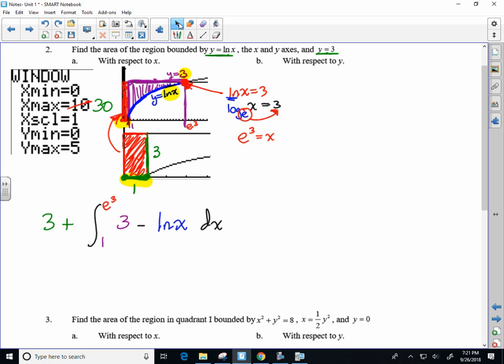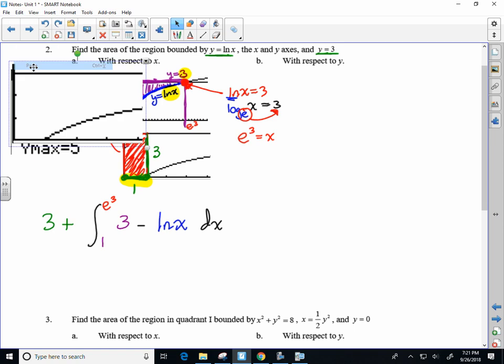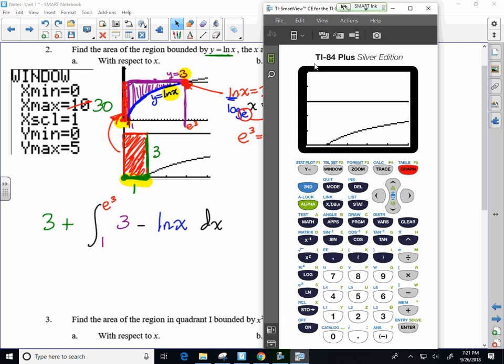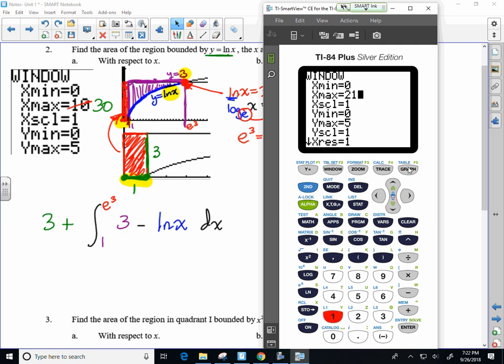We'll come to part B, and then the payoff for this problem will be when we check our answers against each other. Because if we change our perspective, we should still be looking at the same total area. So let us investigate. Oh, that was the zoomed in one. Let me go back to, well, I know where the intersection is, a little bit more than 20, so how about 21?